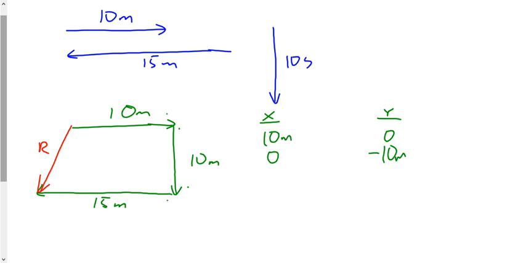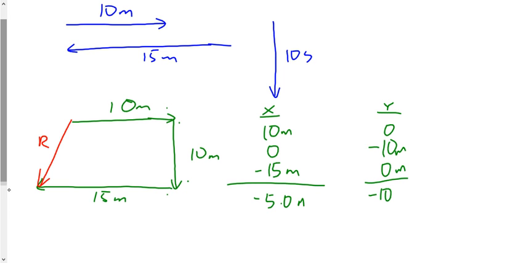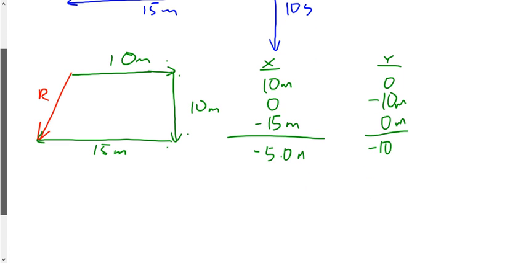How much of that third one is x component? Negative 15, because it's along the negative x-axis, so it's to the left. And how much of its y-axis? 0. So let's add these up now. 10 plus negative 15 gives me negative 5.0, and 0 plus negative 10 plus 0 gives me negative 10. Now I combine them. I'm going to say 5 to the left and 10 down.